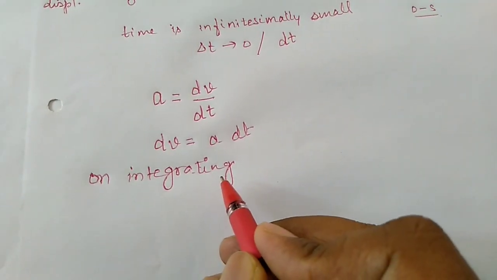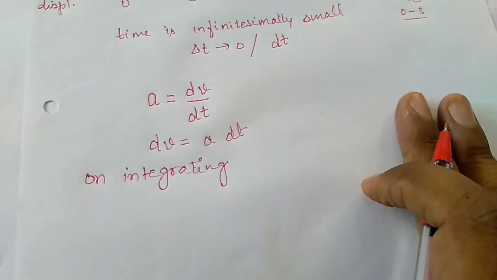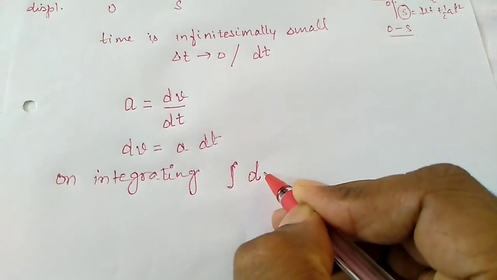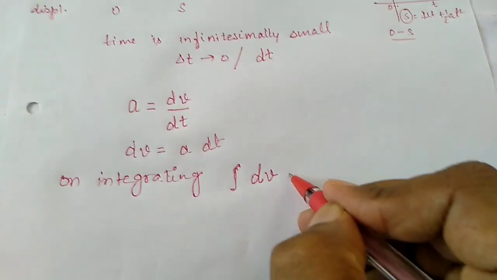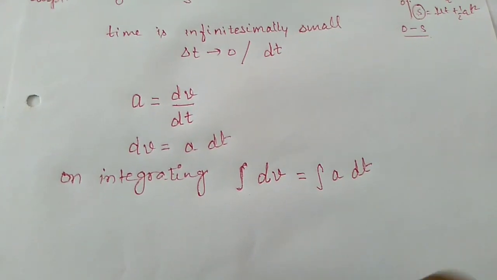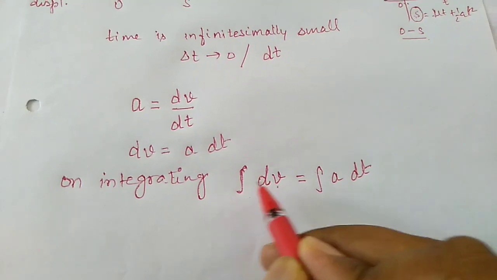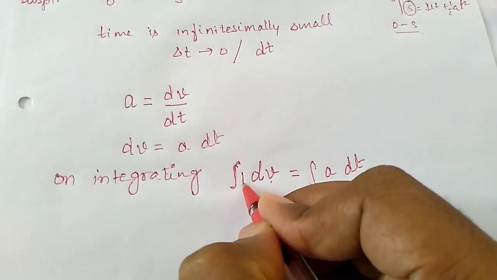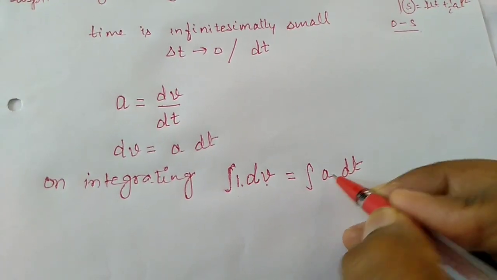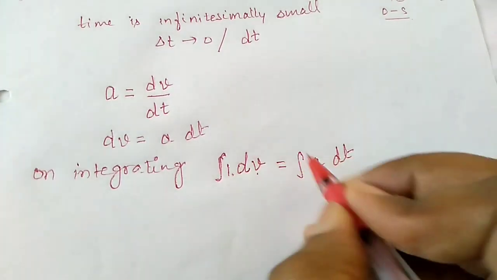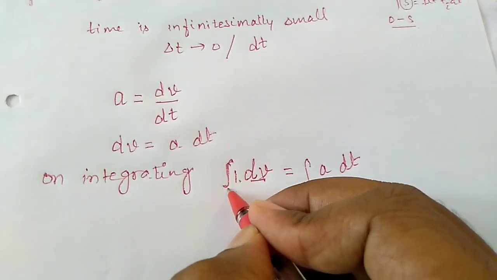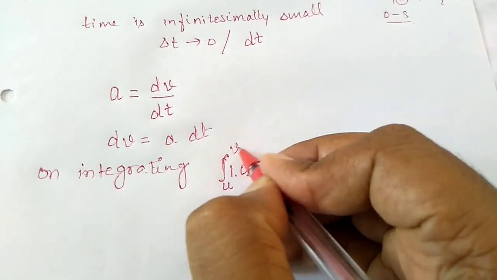On integrating with limits, we know the symbol of integration, which looks like this: integration dv is equal to integration a dt. Here the function is of v, but there is nothing written, so we can consider it to be 1. So integration of 1 dv. And here there is no function of time, so a will be out of the integration. And what will be the limit? This is for the velocity, so the limit is from the initial value to the final value.